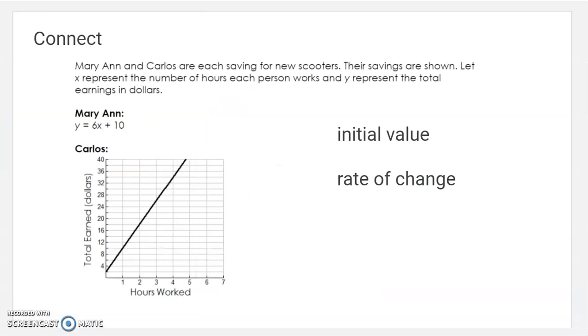So last time we dealt with systems of equations in scenarios where we were given an initial value and a rate of change. Easy to make those two facts into slope-intercept form, and very easy for us to make graphs from slope-intercept situations. In this case here, Marianne and Carlos are saving for new scooters. Their savings are shown. So Marianne, we have an equation here. It's in, notice, slope-intercept form. So we know her initial value or her starting amount is $10, and the slope or the rate at which she saves is $6 per hour.